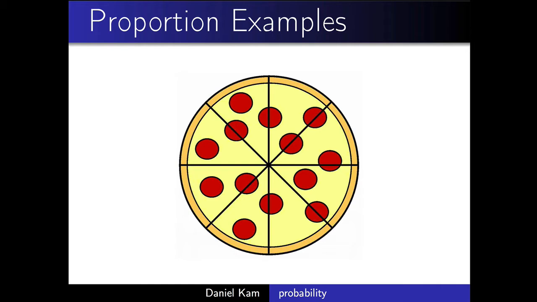For instance, if we cut each of these slices in half, then each piece would be 1/16 of the pizza because now there's 16 slices. So it always depends on the whole and how many parts there are for the whole.